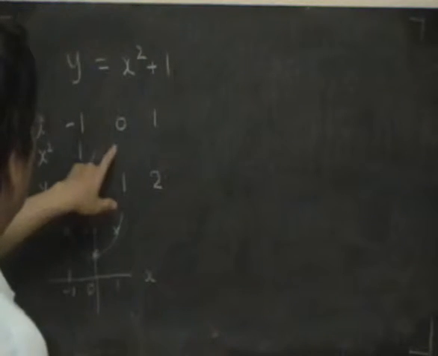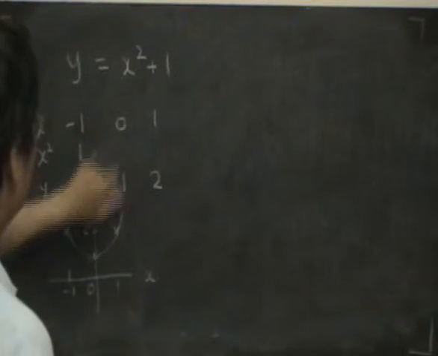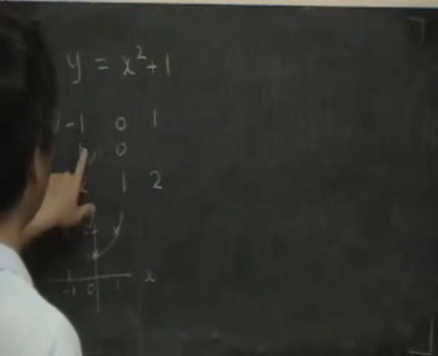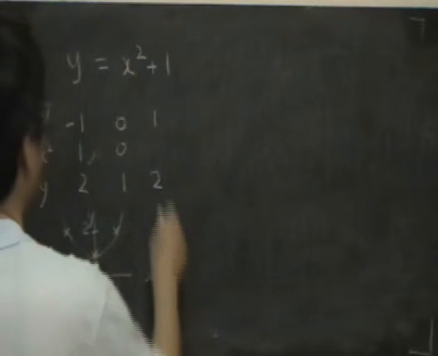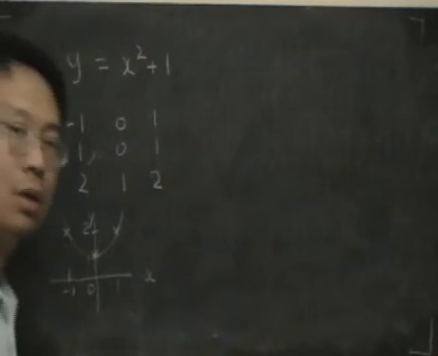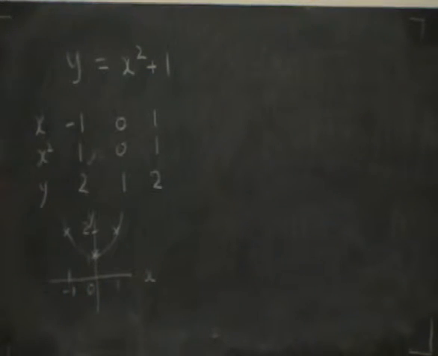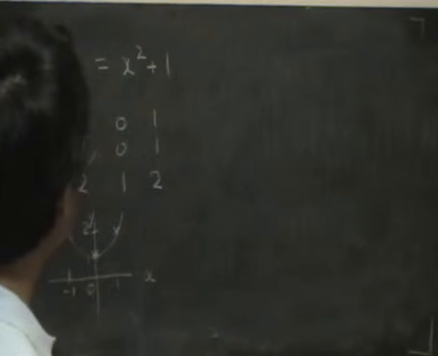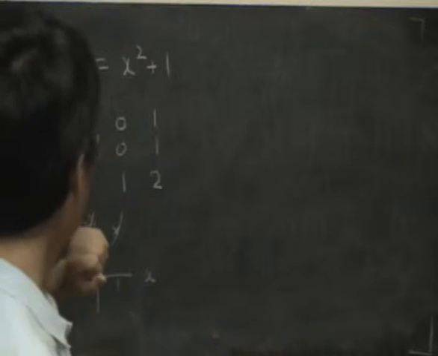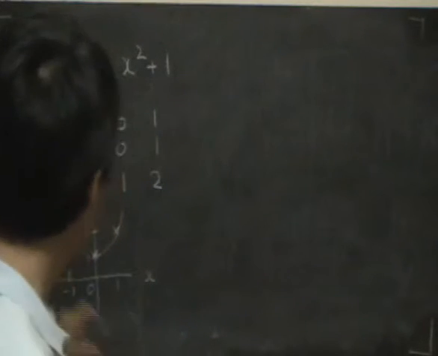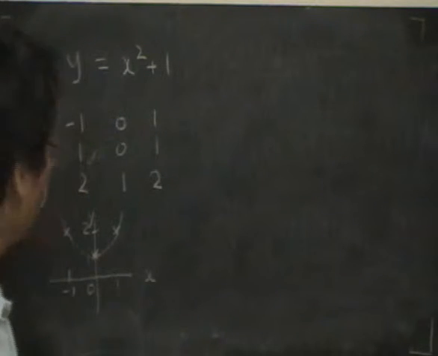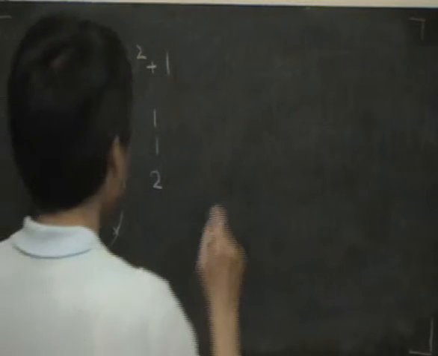If x is 0, x squared is 0. And if x is 1, x squared is 1. Alright? So instead of plotting x and y, let me plot x squared and y. Plot y against x squared.